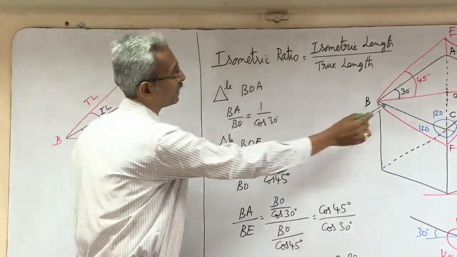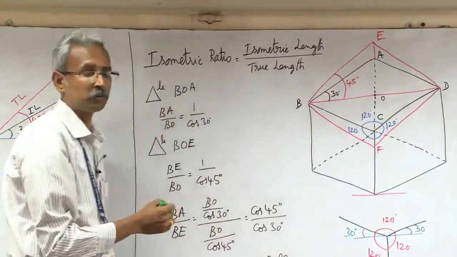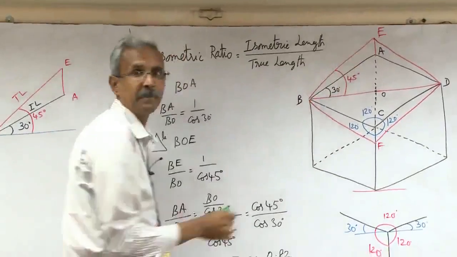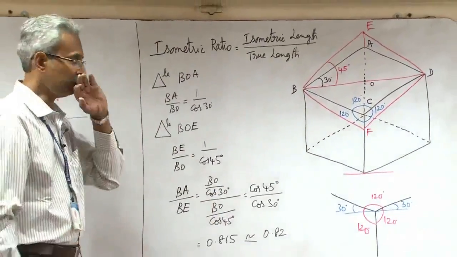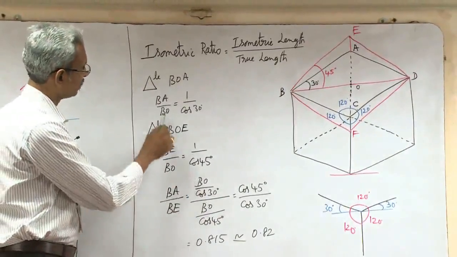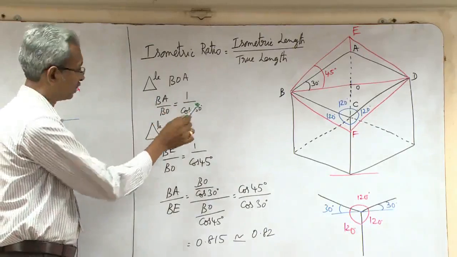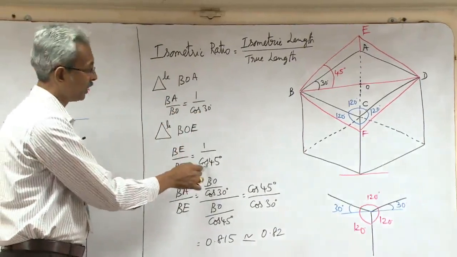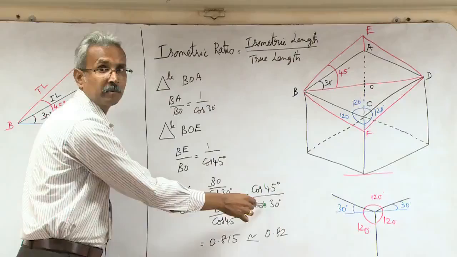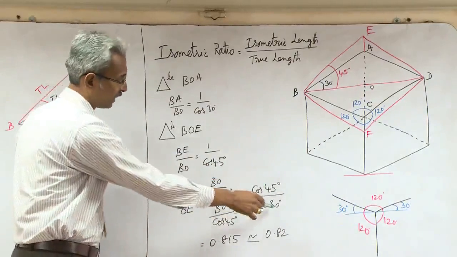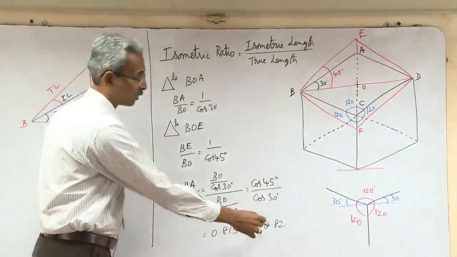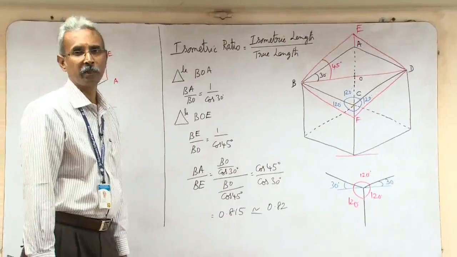So here the isometric length is your BA, which is the reduced length, and the actual length is BE, that is the length of the square. BA is equal to BO by cos 30 and BE is equal to BO by cos 45. When you apply that here, you will get cos 45 divided by cos 30, and when we get the values, you will get 0.815, which is approximately taken as 0.82.